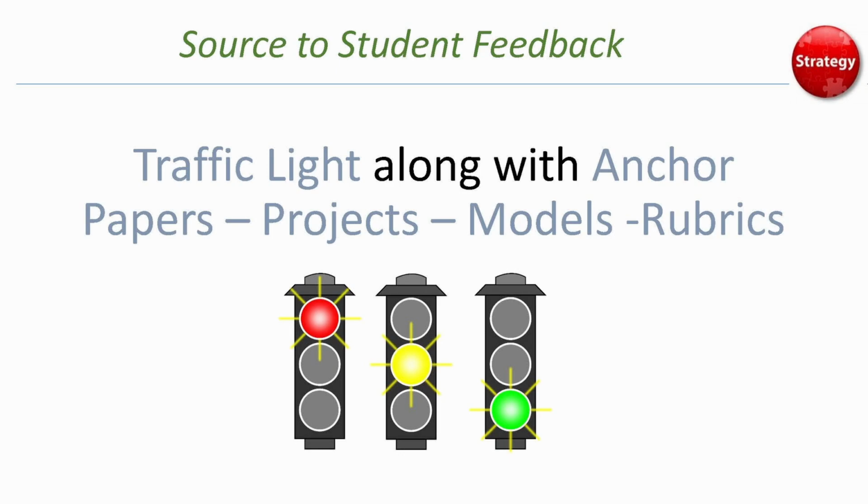Regarding source-to-student feedback, one of my favorites is something along the lines of a traffic light process. Often used with anchor papers, projects, models, rubrics. All of those are external sources. So what we do sometimes is we say, you're going to create this project. Your project is going to be judged by this rubric over here. And consistently, I'm going to ask you how you're doing on the external expectations. Gauge yourself. If the rubric says this is where I should be, where am I? I'm the one who has to do all that thinking.